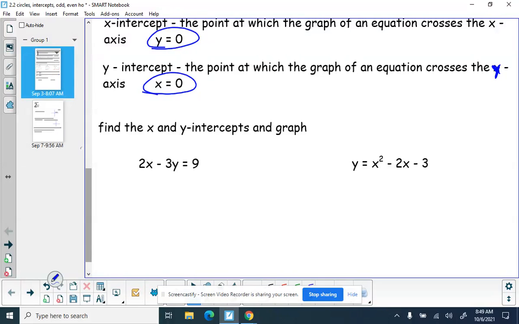How do I calculate my x-intercept? I put y equals 0 in, solve for x. How do I calculate my y-intercept? Put x equal to 0 in, solve for y. Check your answer with somebody around you.